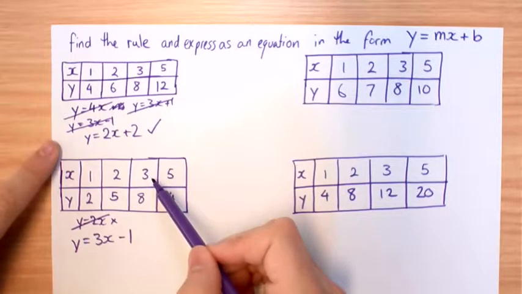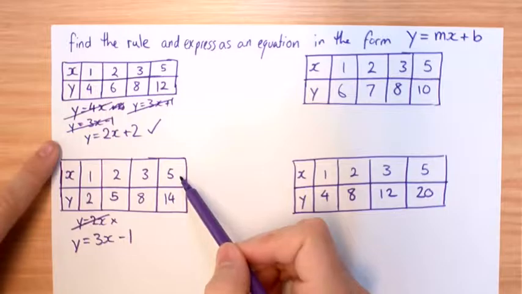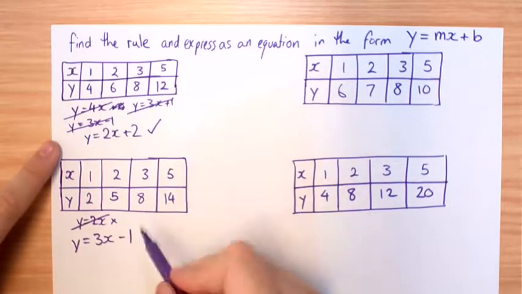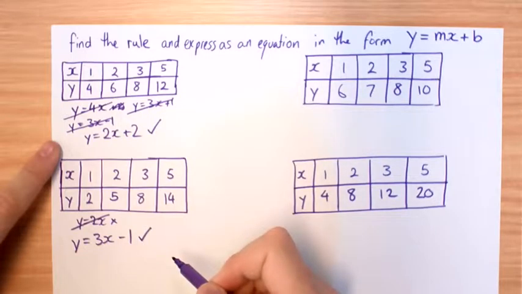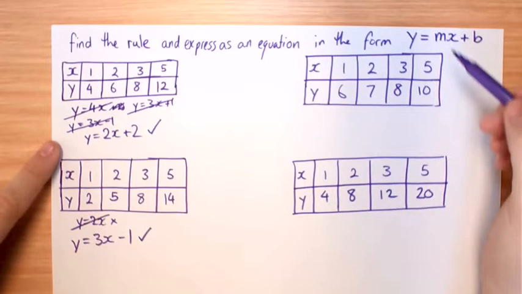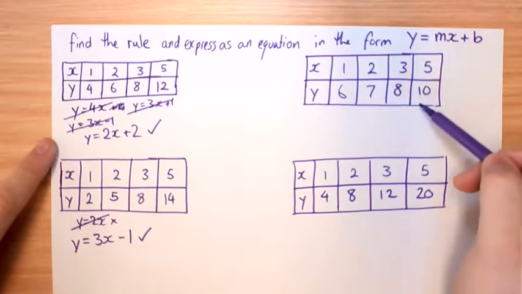3 times 3 minus 1 equals 9. So that one works as well. And 3 times 5 is 15 minus 1 equals 14. So this rule works for these ones right here. So this is our rule. This next one. Now, notice the patterns that we have each time.